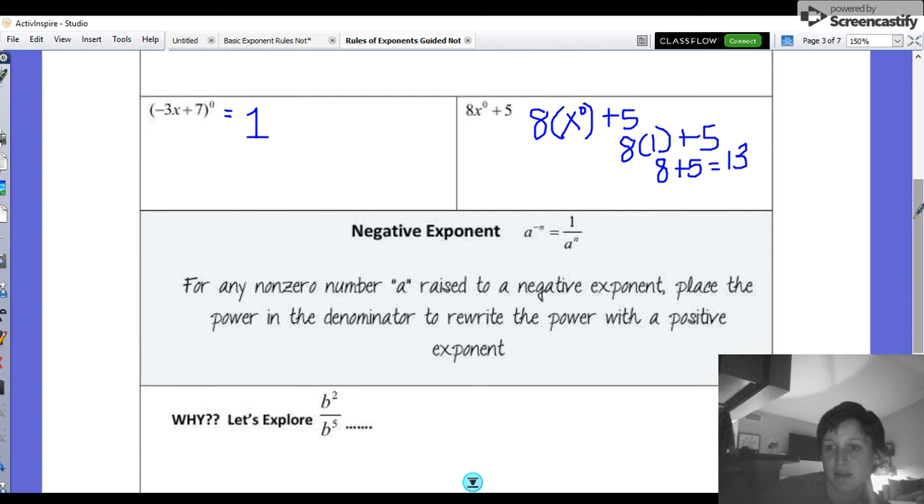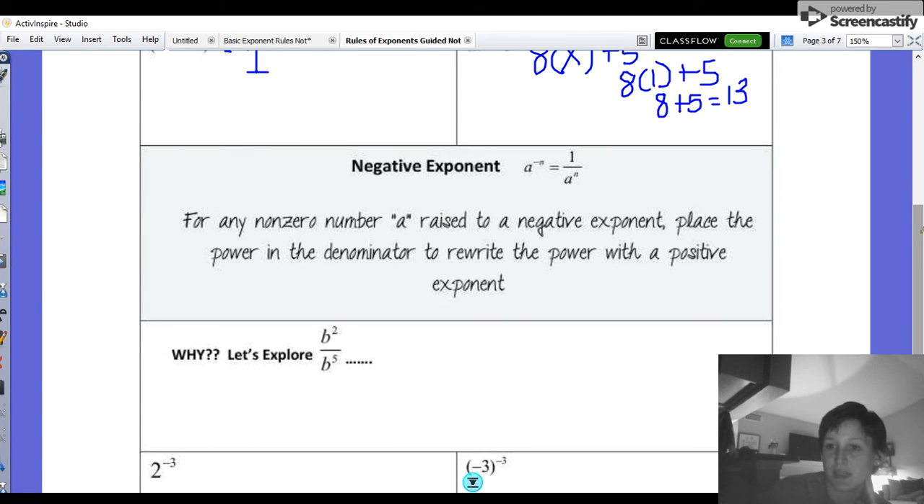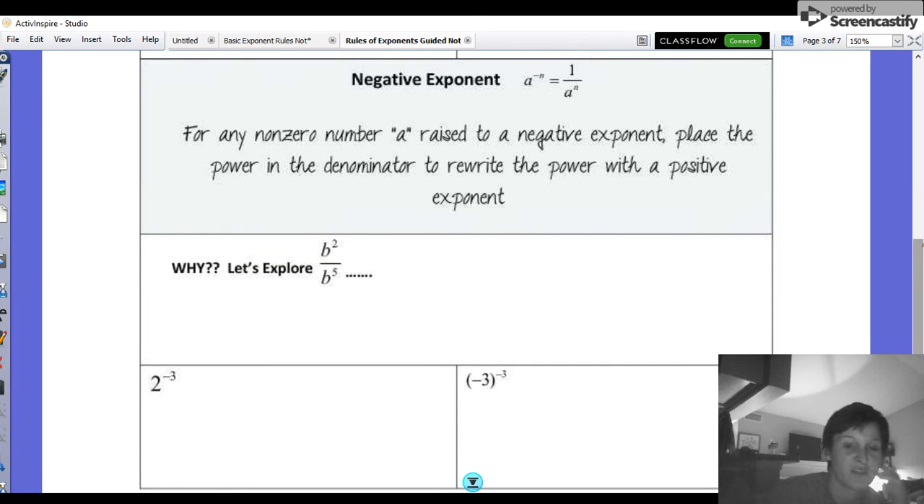Negatives. We don't like to be negative, so let's see how we can fix it. We need to do the reciprocal. And I say reciprocal because sometimes the negative exponent will be in the denominator, therefore we need to put it in the numerator.